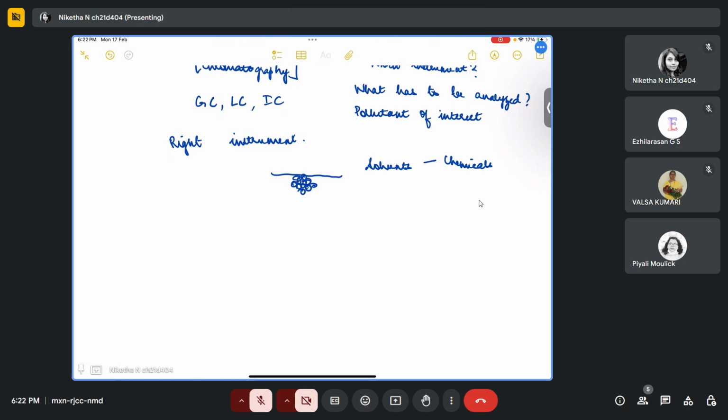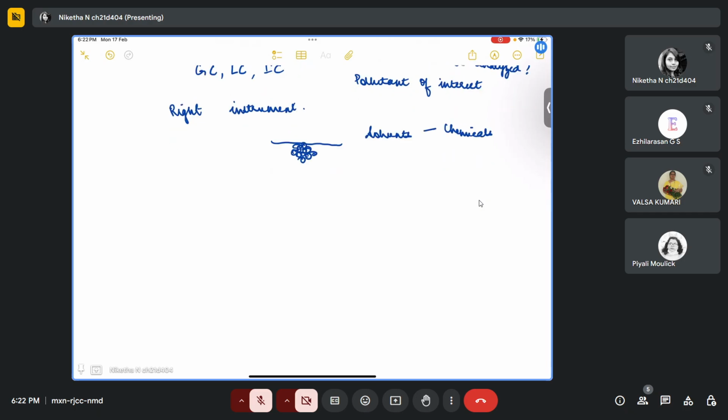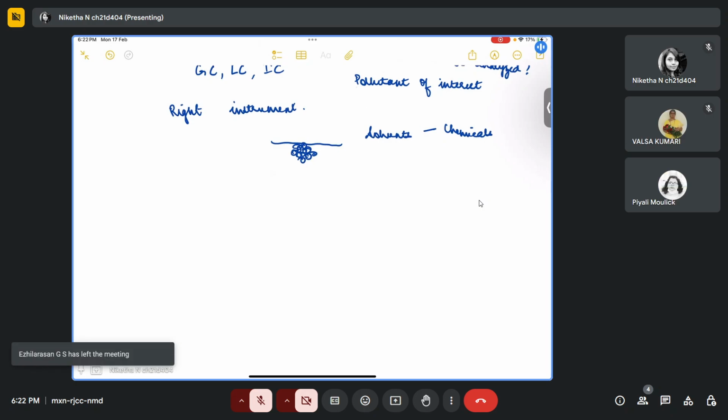Okay, so what we talked about here, which is mixing the soil along with the pollutant in a chemical which is a solvent, this process can be described as extraction. So, can someone define this? What is an extraction process?